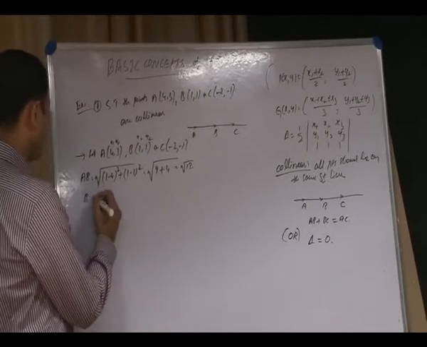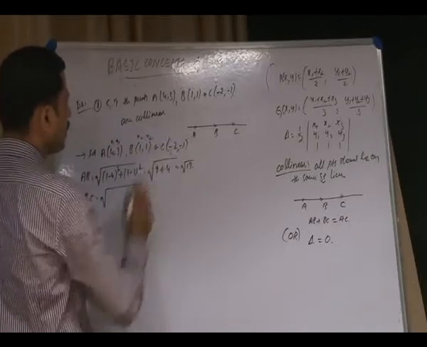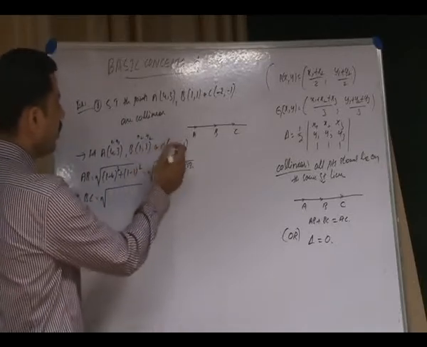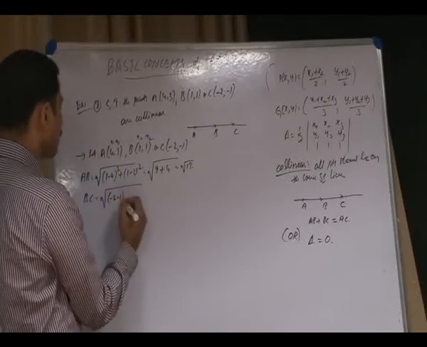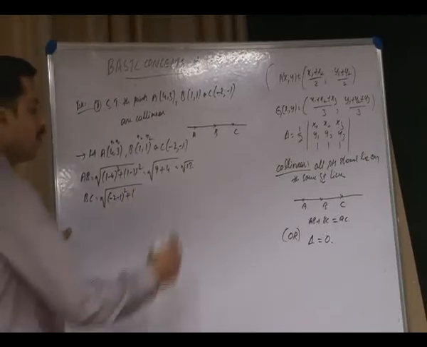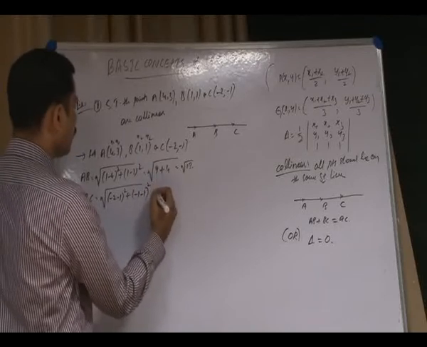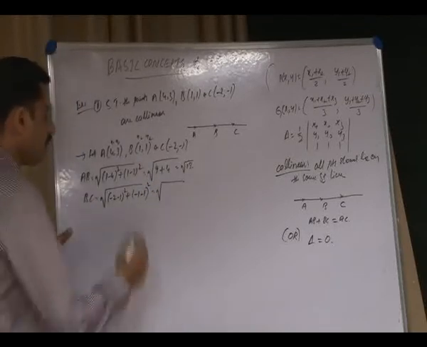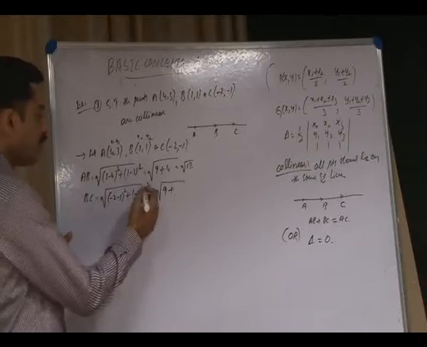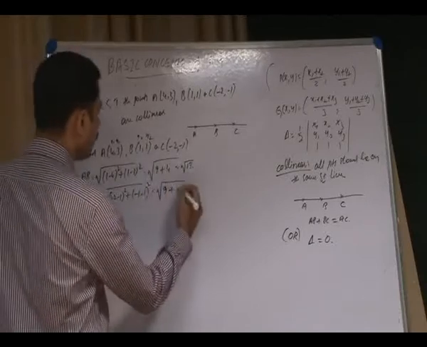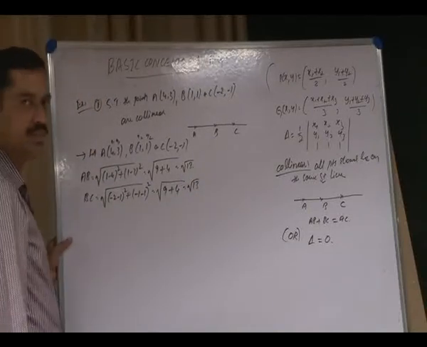Next, BC is equal to the square root of B and C. B is the first point, C is the second point, with coordinates x1, y1 and x2, y2. So, according to the distance formula, x2 minus x1, that is minus 2 minus 1 whole square, plus y2 minus y1, where y2 is minus 1 and y1 is 1, so minus 1 minus 1 whole square. That becomes the square root of minus 3 whole square, which is 9, plus minus 2 square, which is 4. So, that is equal to the square root of 13, and that is the distance BC.